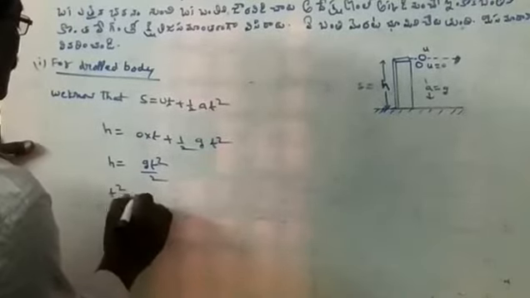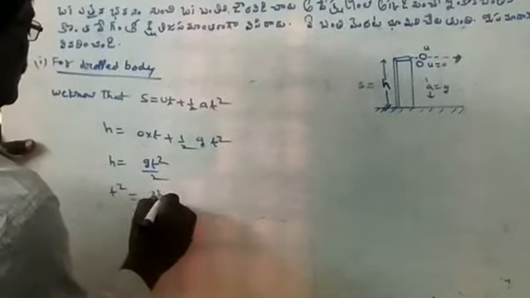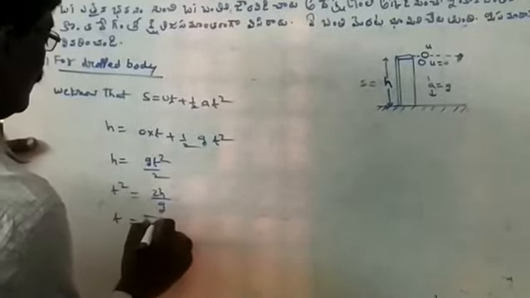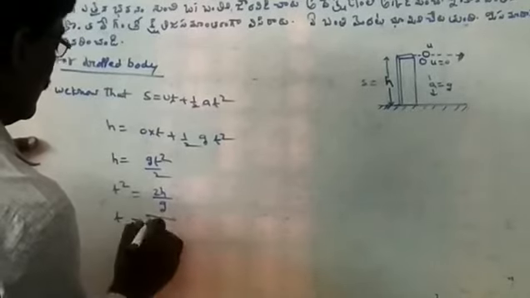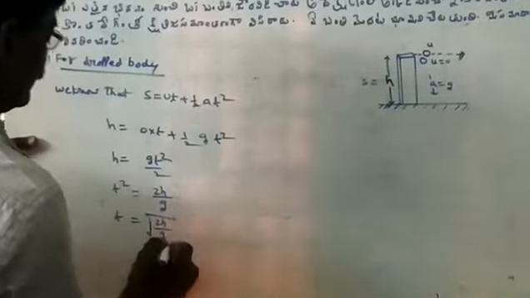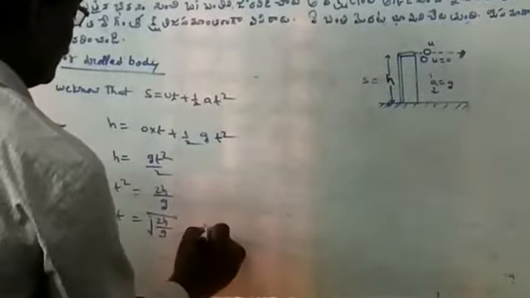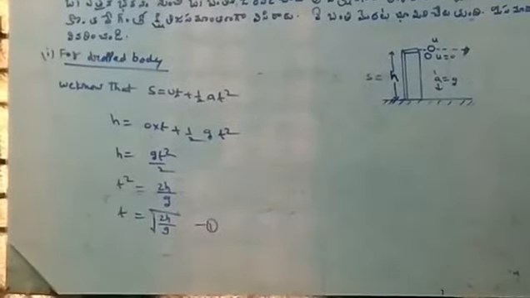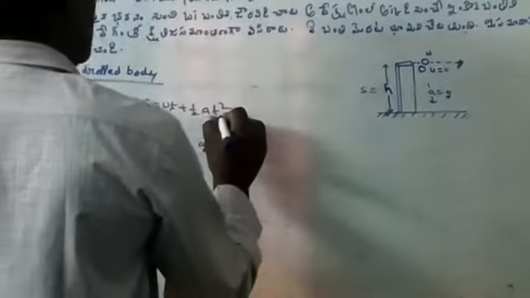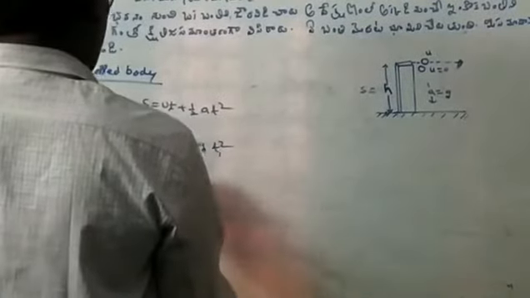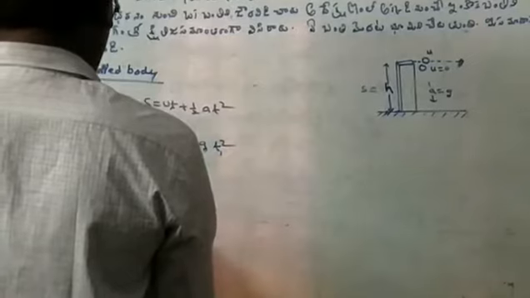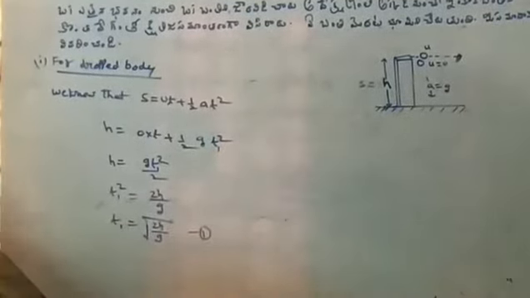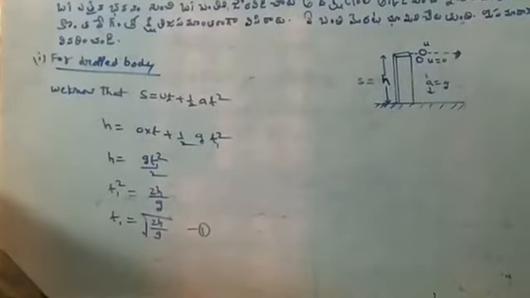t square is equal to 2h by g, so t is equal to root of 2h by g. This is equation number 1. Here t is equal to t1, where t1 means the time taken by the dropped body to reach the ground.